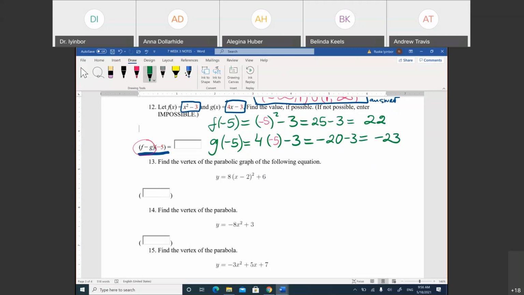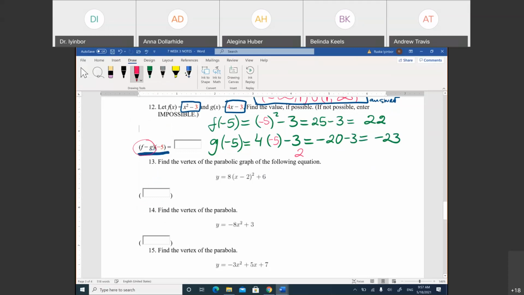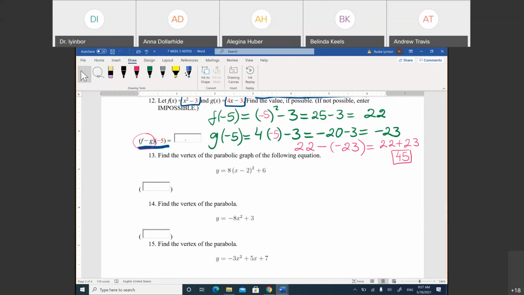So we're going to have, I'm going to write it here, 22 minus -23. What is that? Negative and negative make positive, so it's going to be 22 plus 23. It's 45. Okay? Any questions? Any questions on this?